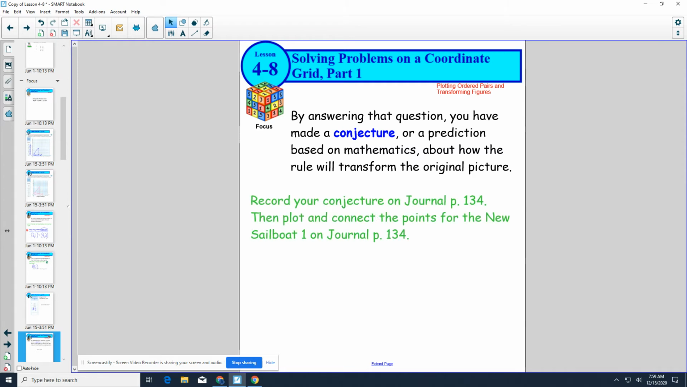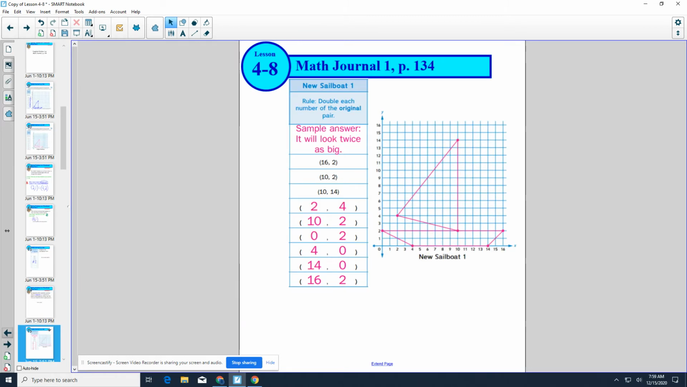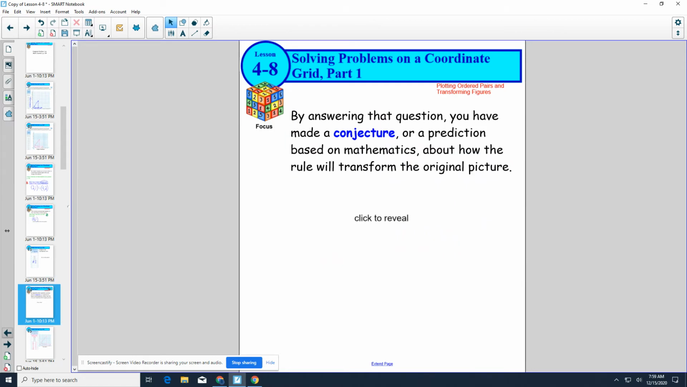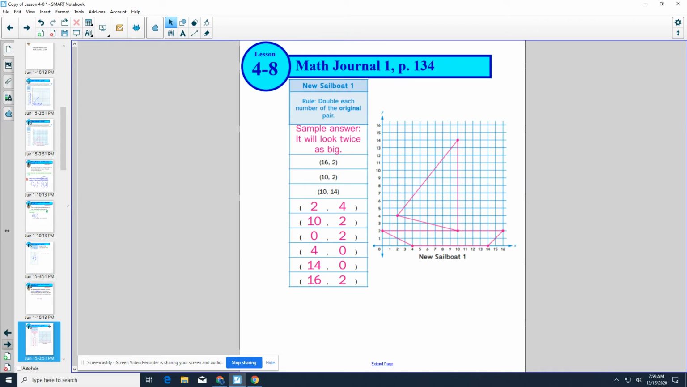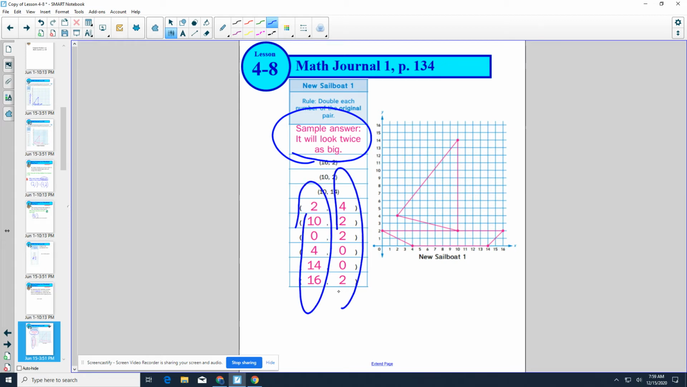So record your conjecture on journal page 134, then plot and connect the points for the new sailboat 1 on journal page 134. At this point, you want to go ahead and pause the video. We already know it's going to be a sailboat, but go ahead and pause and plot your points. Remember, connect them in order using a straight edge ruler if you have one. Okay, so you're back. You should have your conjecture in here. The book's conjecture was that it would look twice as big because we doubled them. And make sure your ordered pairs and all your coordinates match, and that your boat matches there.